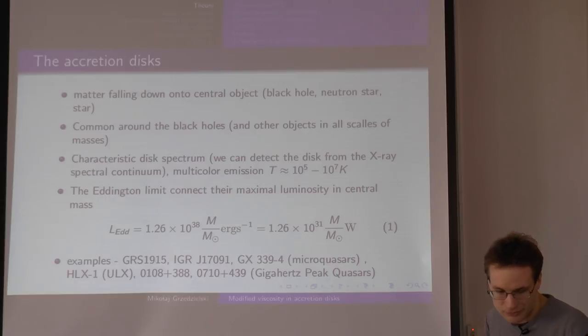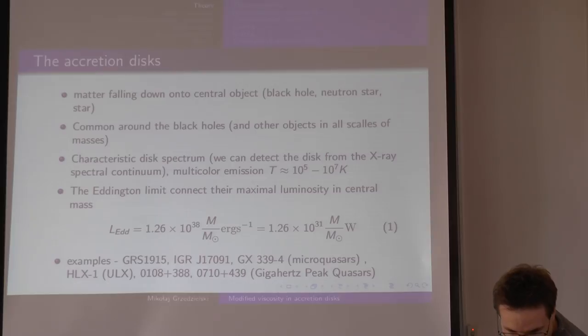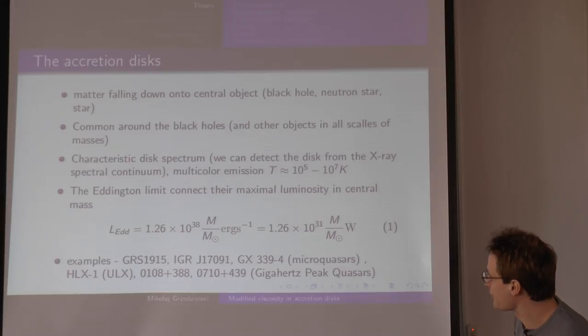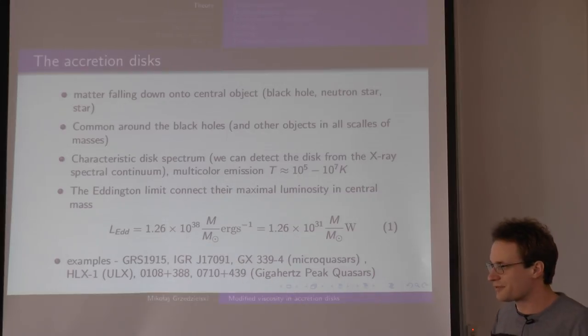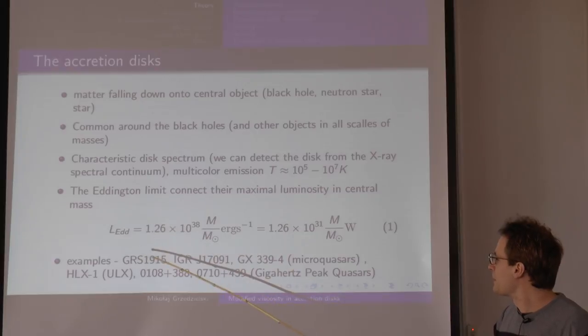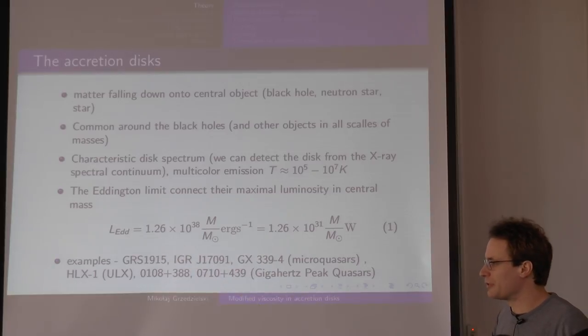I don't have very much time, so I will not derive it. And is it put in terms of the Sun, right? Yes, this is a kind of unit of luminosity. This is about 10 to the power 4 times the luminosity of the Sun.